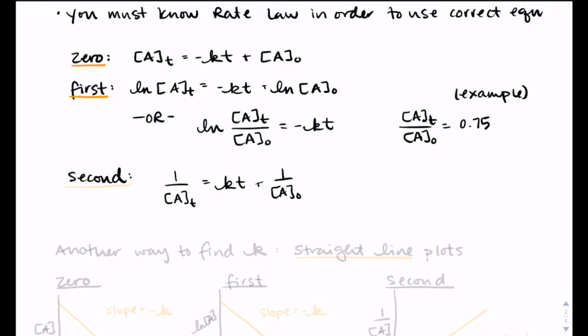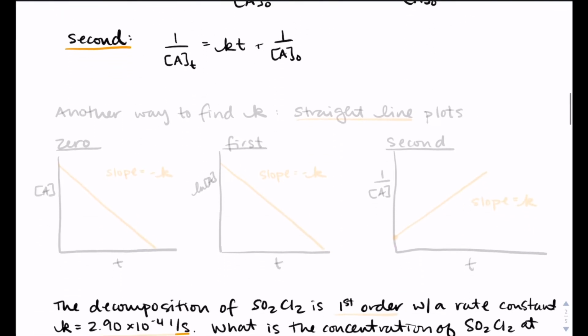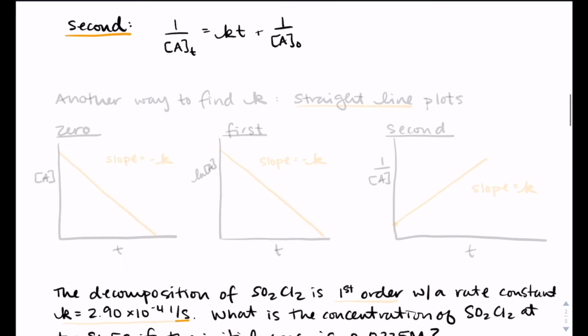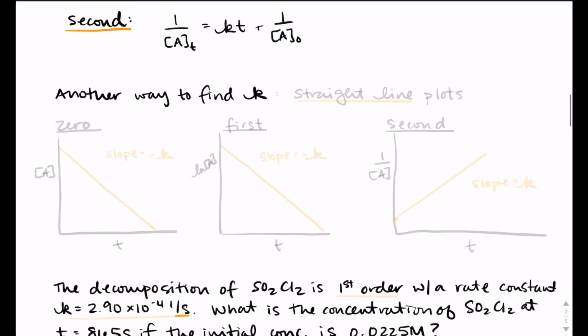Again, these equations are given to you. This also has some weird 1 overs and some weird natural logs. This is another way that you could find the rate constant. I am not going to ask you to do this, but just so that you know that this is a thing that could be done.